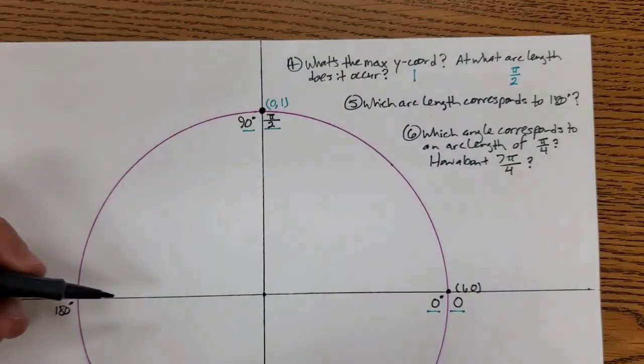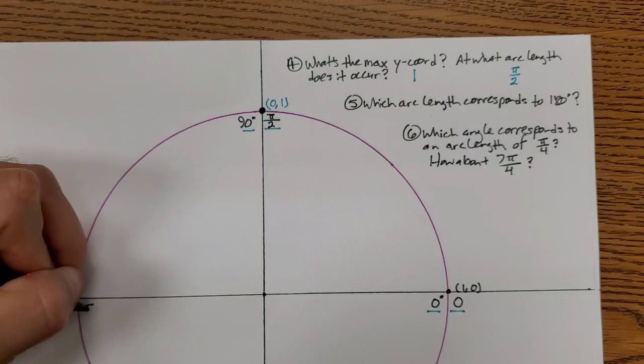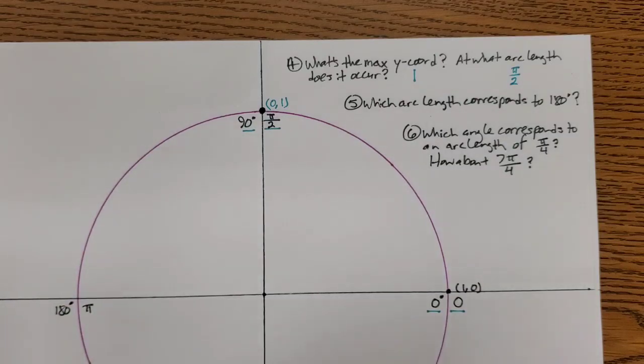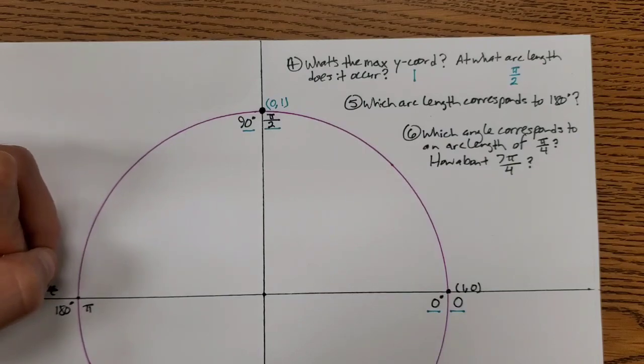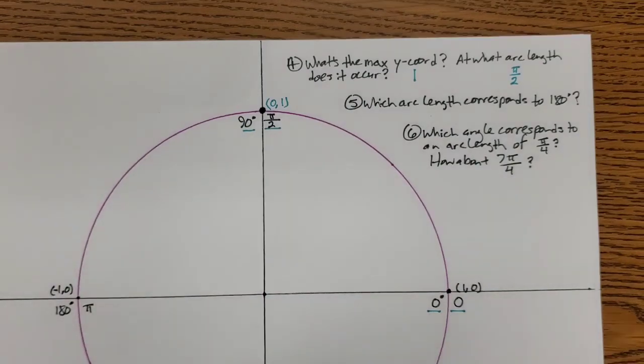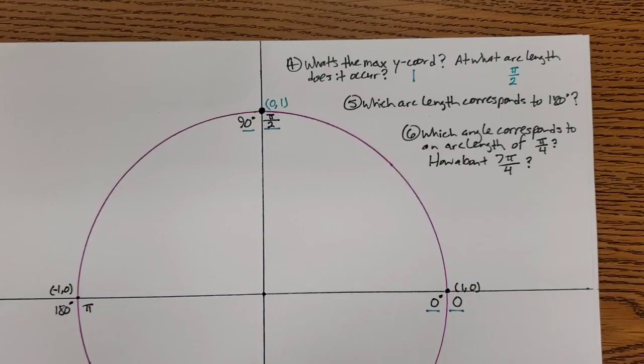Well, if the full thing is 2 pi, and we can realize 180 is half of that, then this actually turns out to be simply pi radians right here. And again, we could label this coordinate here as -1, 0, and we could even keep going with that. But let's finish answering 6.